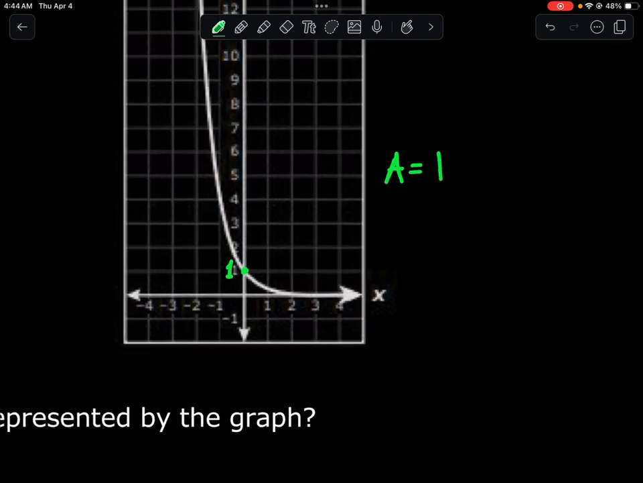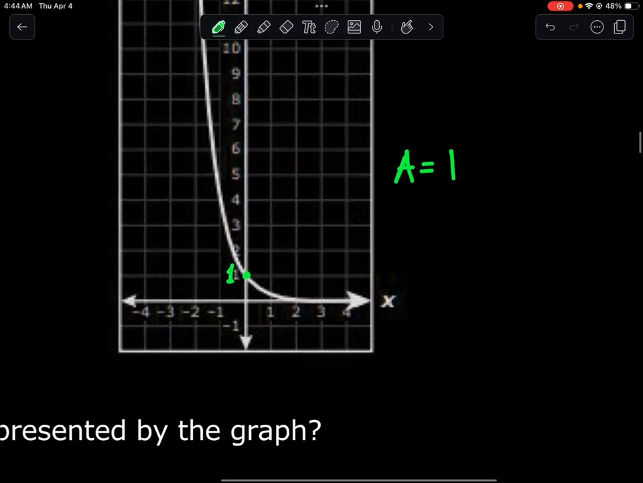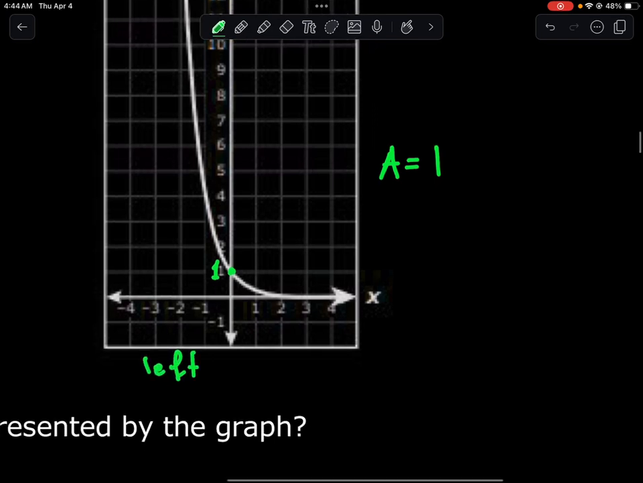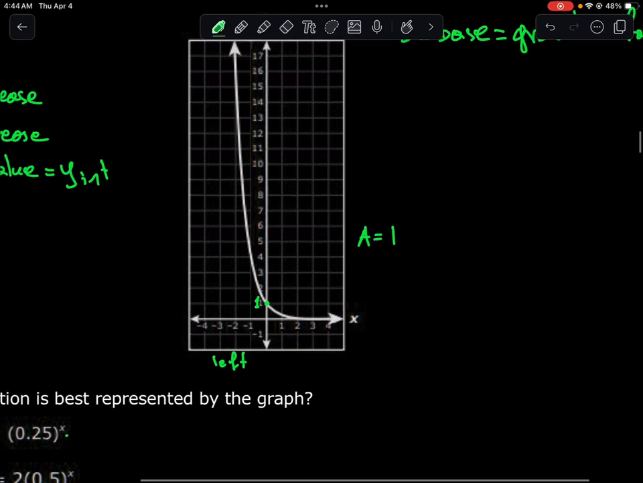On the other hand, is it increasing or decreasing? How can I tell? Well, I will have to go from left to right. And why do I go from left to right? It's the same way that we write. We write from left to right. This is how we also read the graphs.